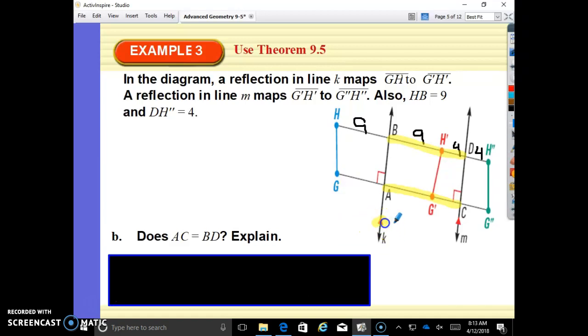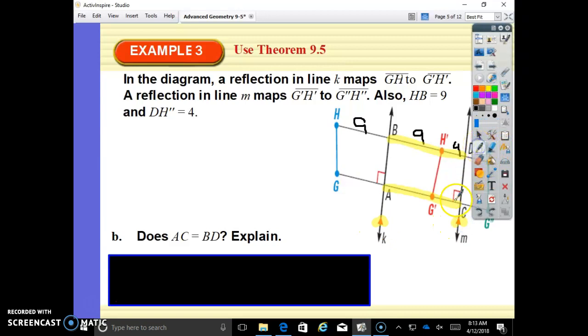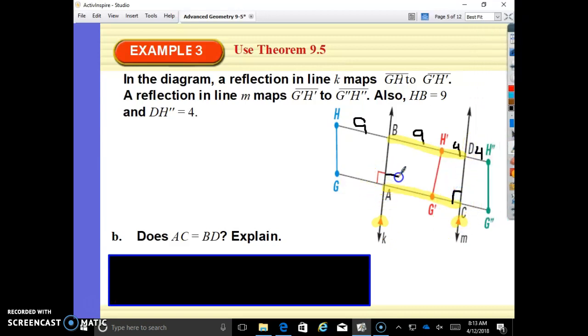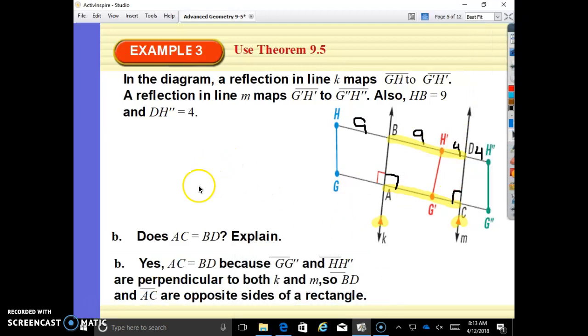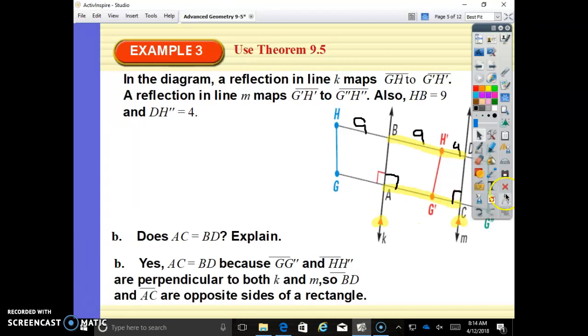These are parallel. This is 90. So this is 90, right? You starting to know what's going on here? What do y'all think? Are these equal? Yes, they are. Because G prime prime and H prime prime are perpendicular to both K and M. So segment BD and segment AC are opposite sides of a rectangle. So yeah, they are. They're congruent.